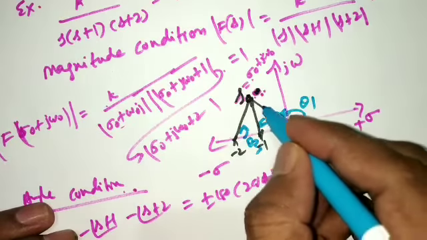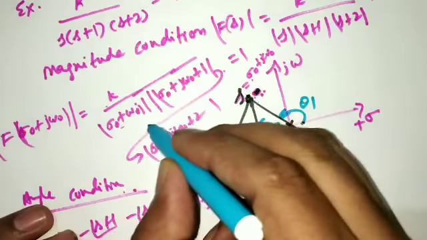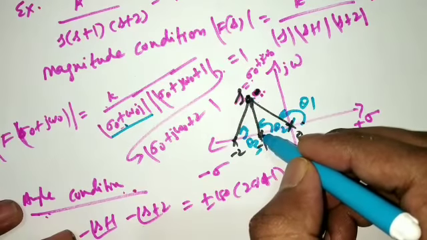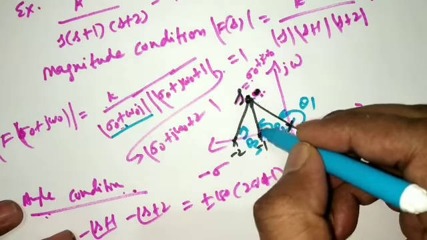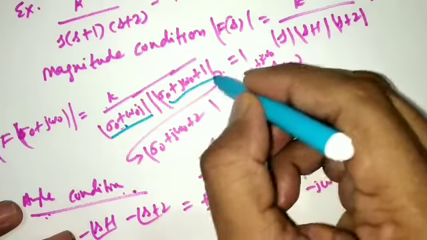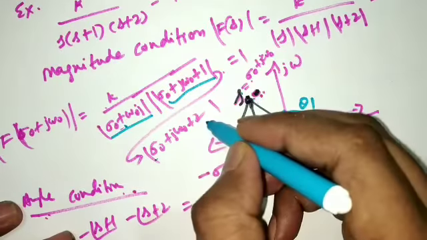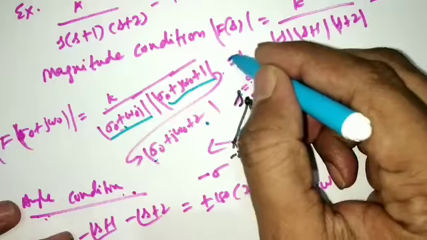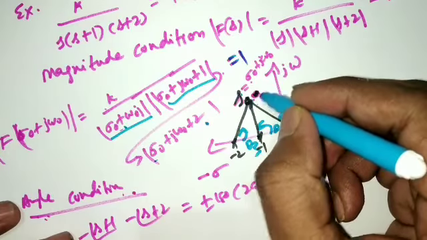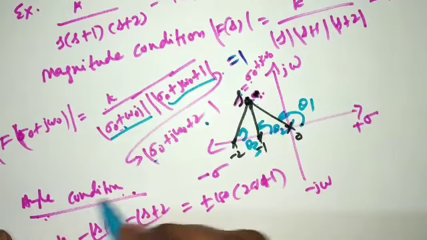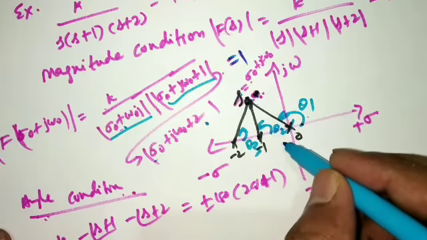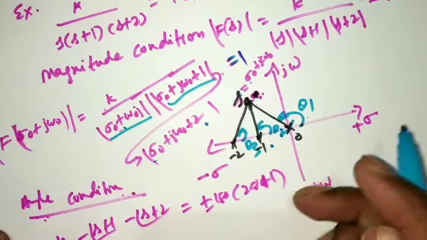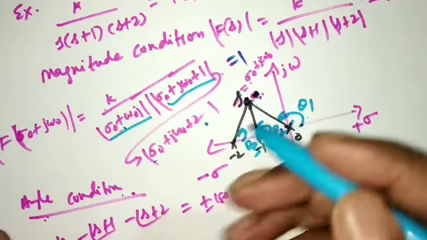So you can measure these magnitudes easily with a scale, write the numerical values, and substitute them here, and the same from s equal to minus 1 and s equal to minus 2. The k value may be some value; if you divide, you should get 1. Then the angle condition is theta 1 minus theta 2 minus theta 3 equal to an odd multiple of (2q plus 1) 180. If these two conditions are satisfied, this point is on the root locus.